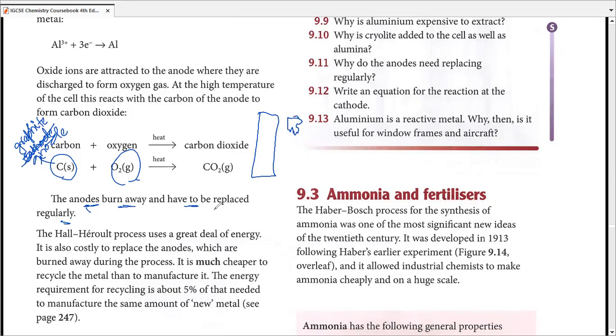All right. So we regularly replace anodes. Now the good part is graphite is cheap. We can keep replacing the anodes. That adds to the cost of aluminum, of course, but not that much.